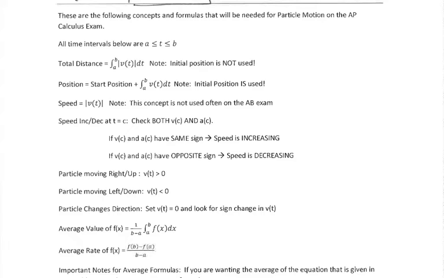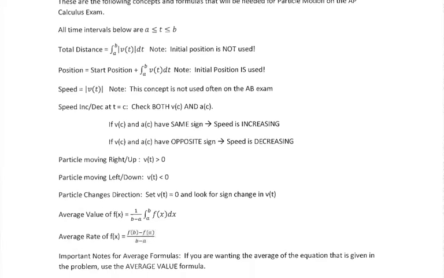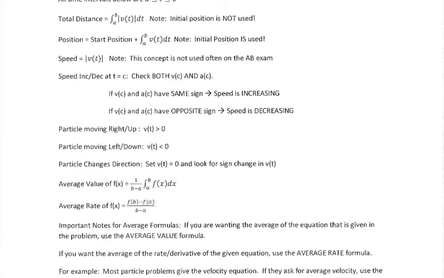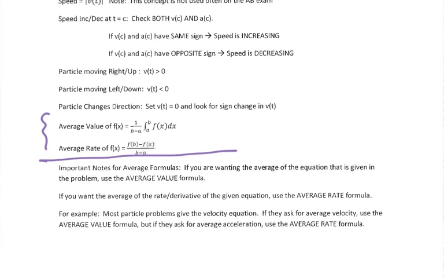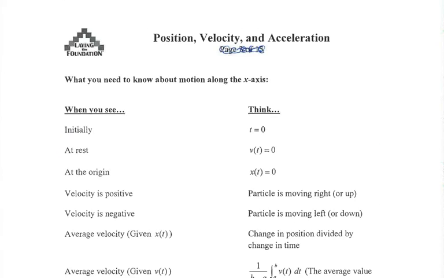You should know that in order for speed to be increasing, both the velocity and acceleration have to have the same sign, how to recognize particles moving left, right, etc. For average value and average rate, I don't think we need all of the detail or explanation that's below here, but you should know both of these equations. Okay, so let's go to the next page.